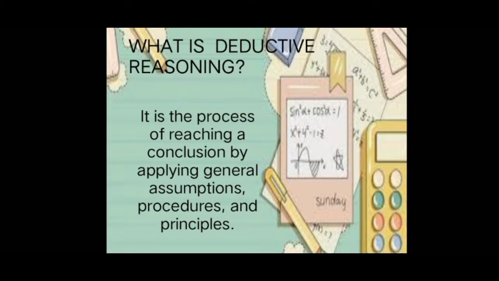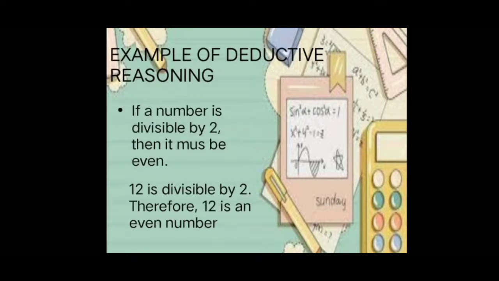The next one is deductive reasoning. It is the process of reaching a conclusion by applying general assumptions, procedures, and principles. So here is an example of deductive reasoning. If a number is divisible by 2, then it must be even. 12 is divisible by 2, therefore 12 is an even number.